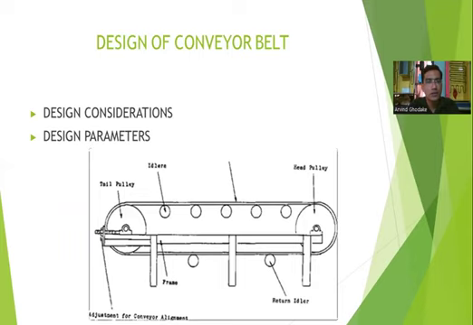Next is the design of the belt conveyor. What are the design considerations and design parameters that are very important? In the diagram you can observe the two types of pulleys used in the conveyor: one is a head pulley and the second is a tail pulley. Then the adjustment for conveyor alignment is located here. Then you can see the frame to support the entire parts of the belt conveyor. Then you can see the idlers, that is the carrying run idlers and return run idlers, to support the conveyor. So this is the construction diagram of the various components present in the design of a conveyor belt.